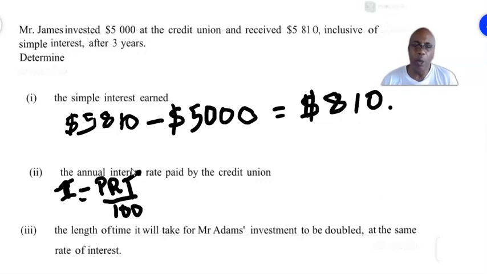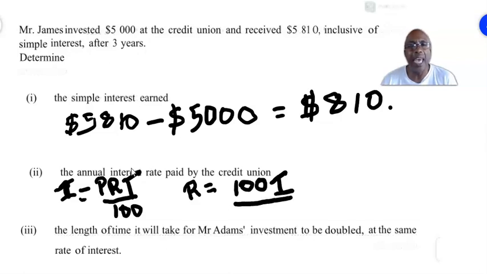Now, when we do algebra, we will look more at rearranging equations. But just for now, let me show you that to find the rate, we simply first have to multiply by 100 on both sides. So the rate is 100 times the interest, and then we divide by the principal times the time. And if we arrange the equation, that is what we will get. So let us work it out.